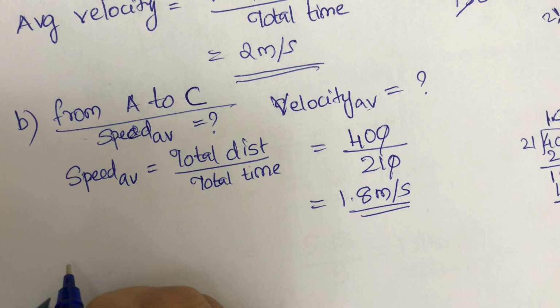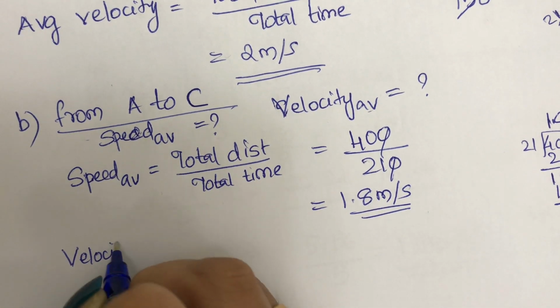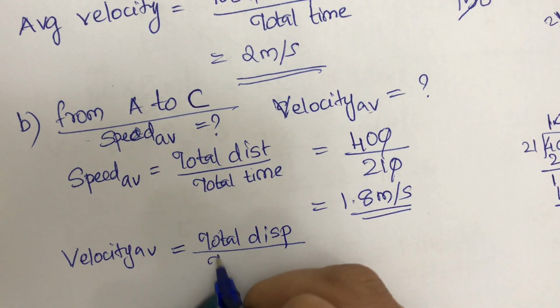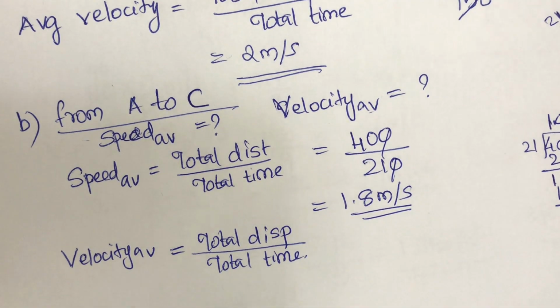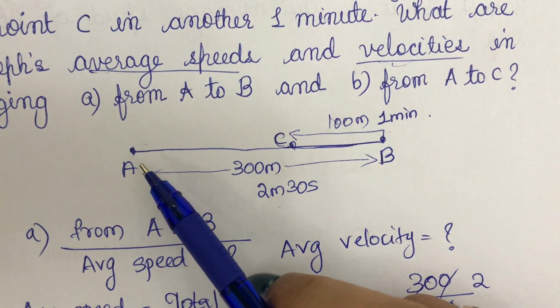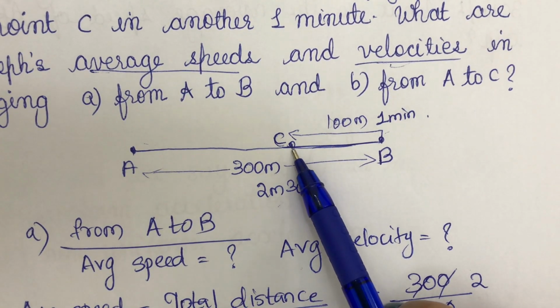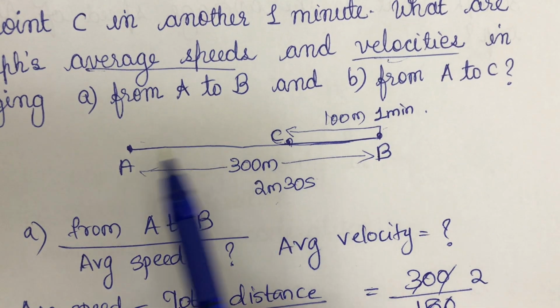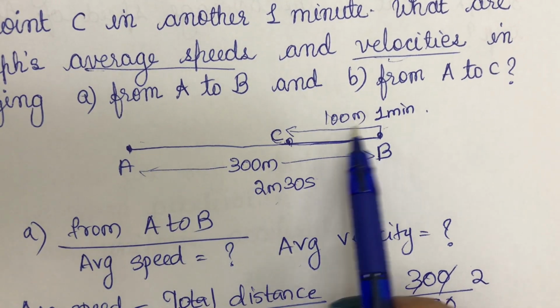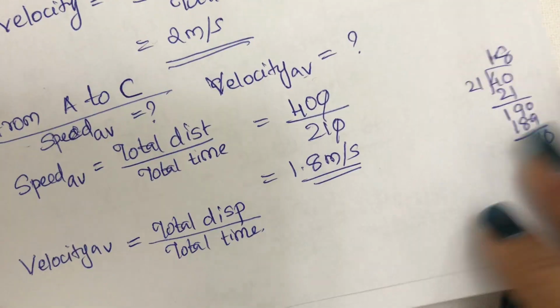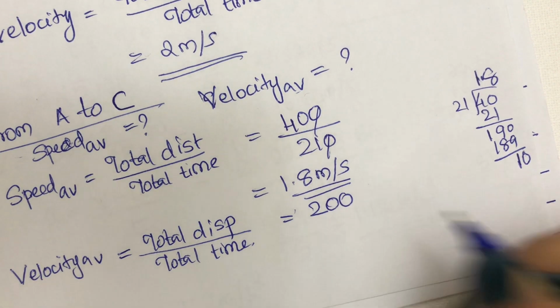Okay, and now what will be the average velocity? So average velocity is equal to total displacement by total time. So we'll again check our diagram. Joseph went from A to B and returned back to C. So A will be the initial position and C will be the final position. What is the shortest distance between A and C? A and C will be 300 minus 100, right? So this will be 200, divided by how much time he has taken.